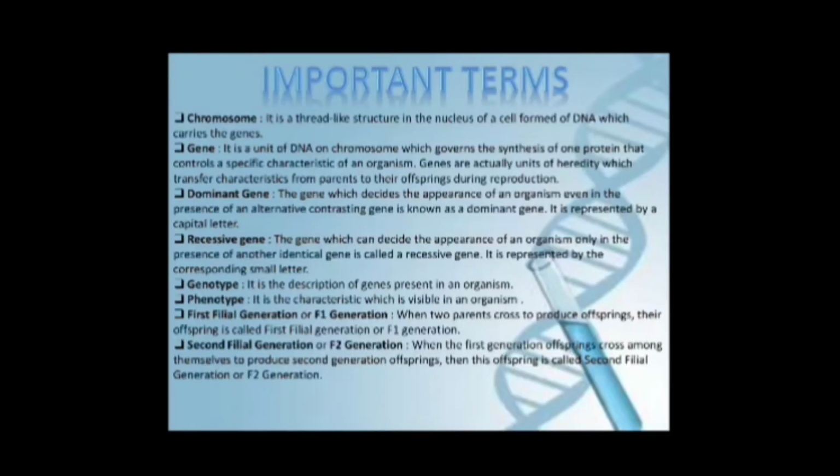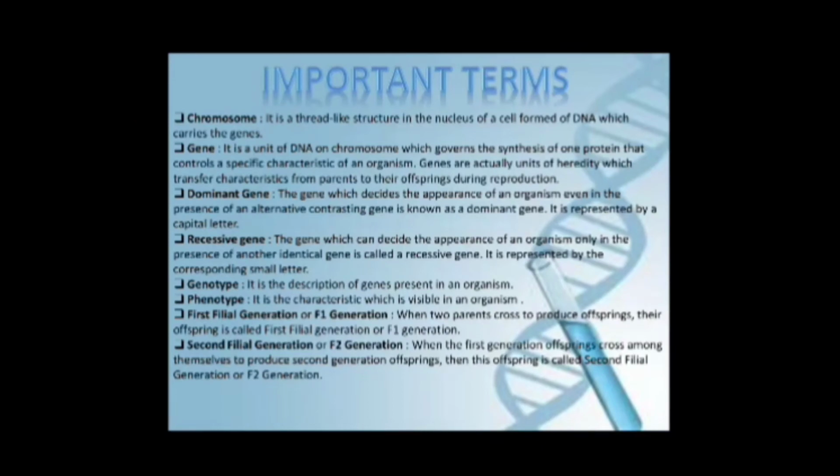Now, before moving on with the chapter, there are certain very important terms which we need to study. Firstly, what are chromosomes? A chromosome is a thread-like structure in the nucleus of a cell formed of DNA which carries the genes. What is a gene? It is a unit of DNA on a chromosome which governs the synthesis of one protein that controls a specific characteristic of an organism. Genes are actually units of heredity which transfer characteristics from parents to their offspring during reproduction.